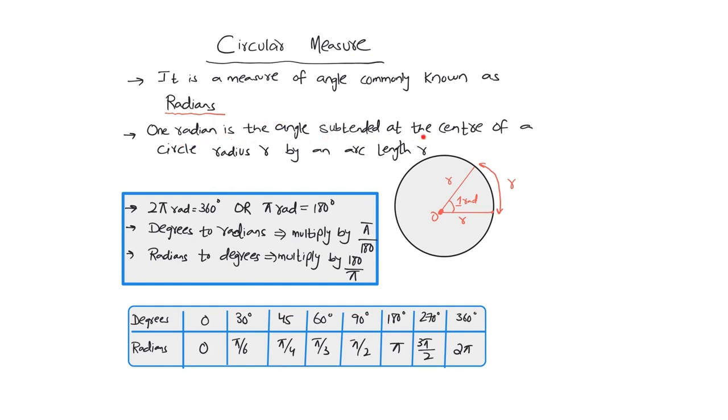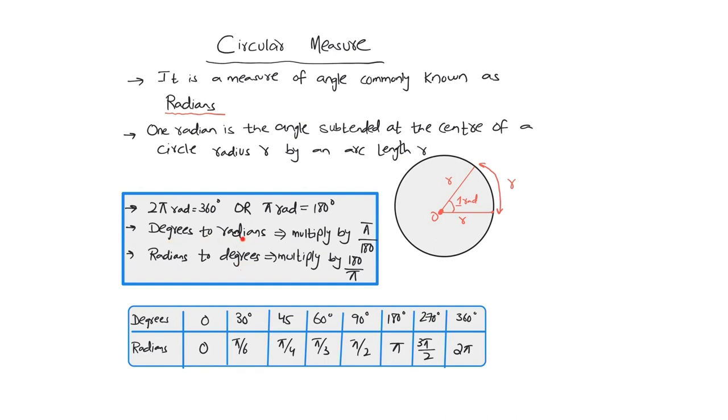1 radian is the angle subtended at the center of a circle of radius r by an arc of length r. Whenever you have a radius and arc length equal to the same value, then the angle formed is 1 radian. Now you need to know that 2 pi radians is equal to 360 degrees. So if 2 pi radians is equal to 360 degrees, then using the ratio method you can get pi radians equals 180 degrees. You must be able to convert degrees into radians and radians into degrees.